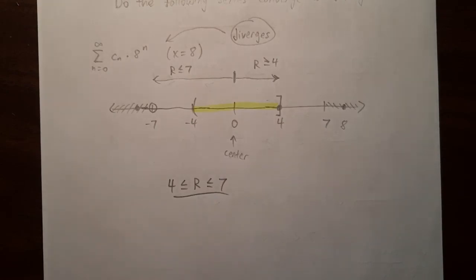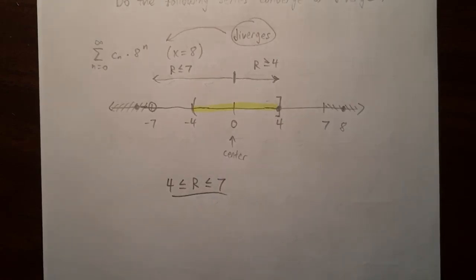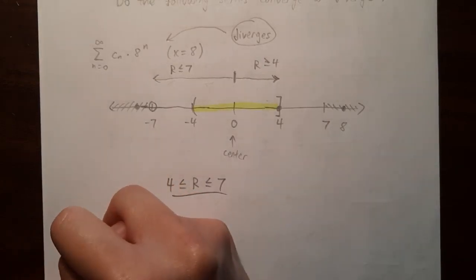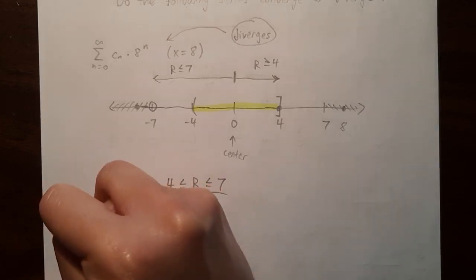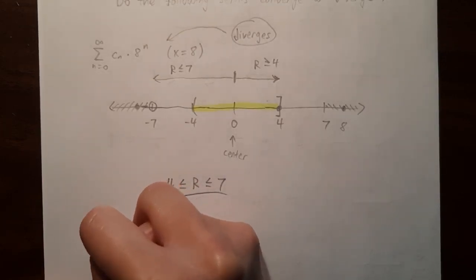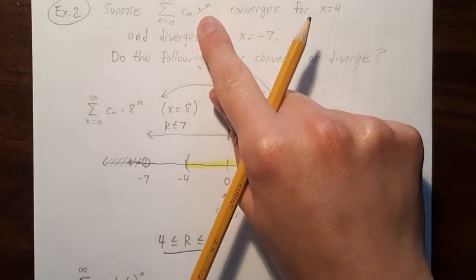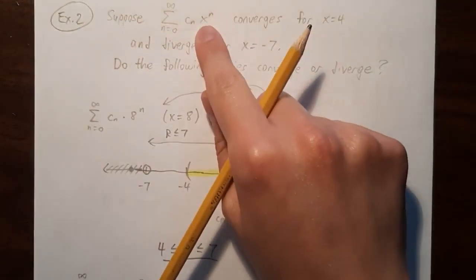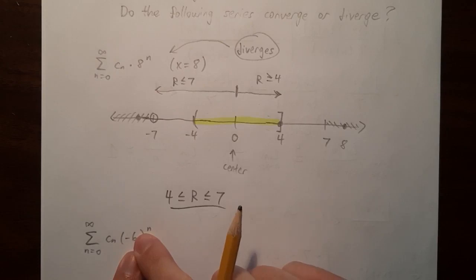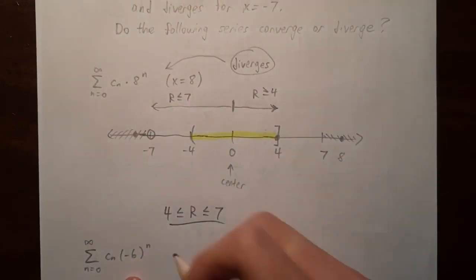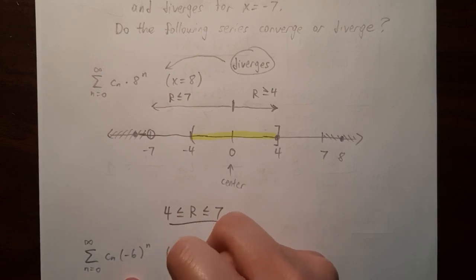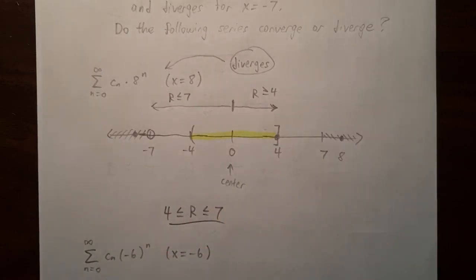All right, so let's tuck that away and see what we can say about some other series. So how about this one? The sum from n equals 0 to infinity of c sub n times (-6)^n. Well, again, this resembles our original series quite a bit. The only difference is we've substituted -6 for x. So in that case, this is the same as asking, is -6 in the interval of convergence? Whatever it is, it's still unknown.